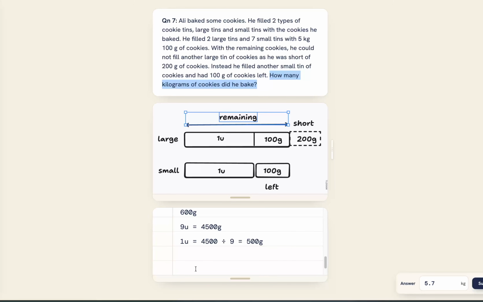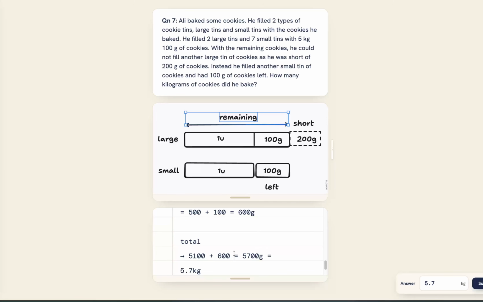So the remaining over here, can you guess what is the equation for the remaining? If you guess it's 1 unit, you're almost there. It's 1 unit plus 100 grams. Since you know what's 1 unit, then we can calculate the remaining, which is equal to 500 plus 100. This will be 600 grams. Okay, so now we know the remaining. So that means the total will then be equal to 5,100 plus 600, which is the remaining. And this will be 5,700 grams. Or if you were to calculate in kilograms, it's 5.7 kilograms.